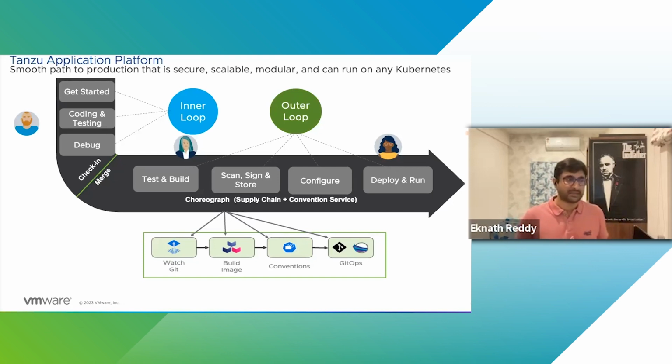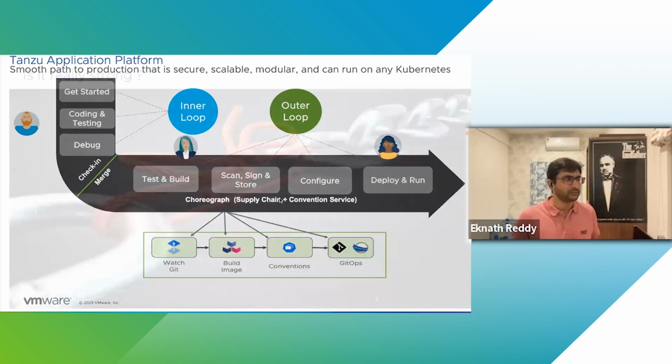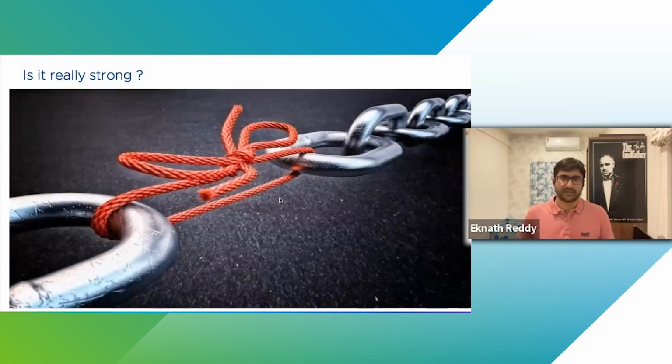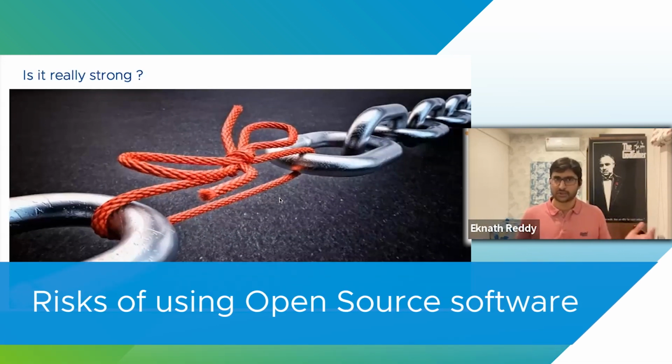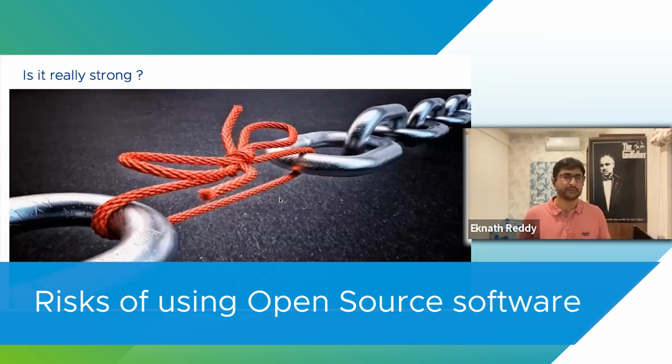Tanzu Application Platform also gives developers, operators, and the DevSecOps team a holistic view of the total vulnerabilities detected as part of the complete supply chain or the applications. Tanzu Application Platform does a pretty good job in identifying vulnerabilities, whether from the source code or from the image.